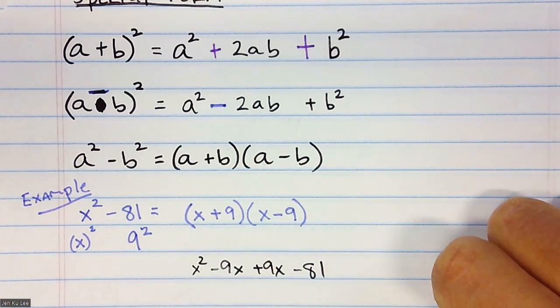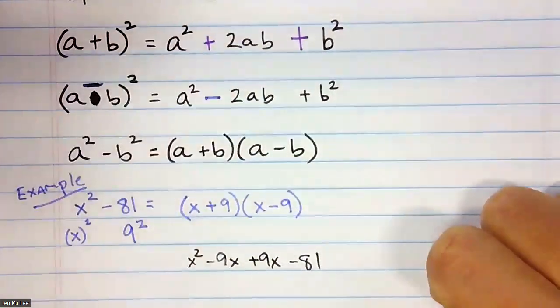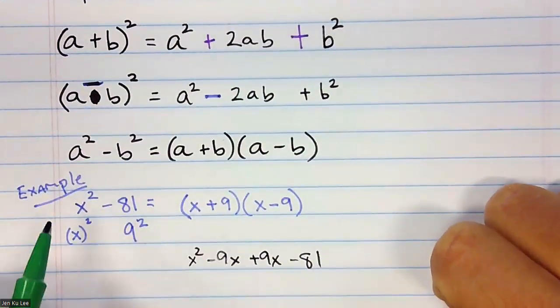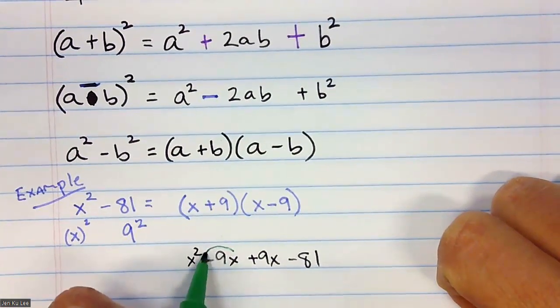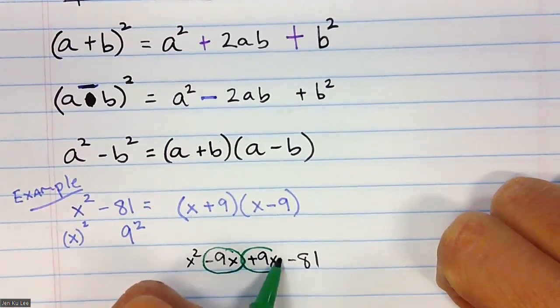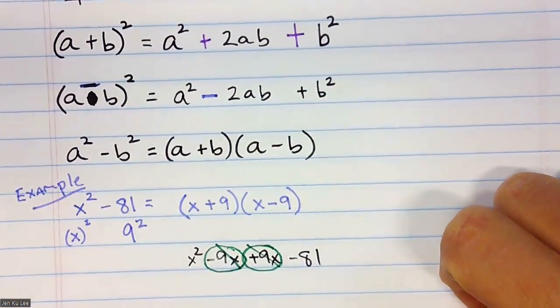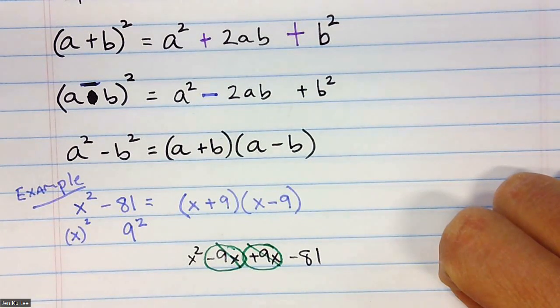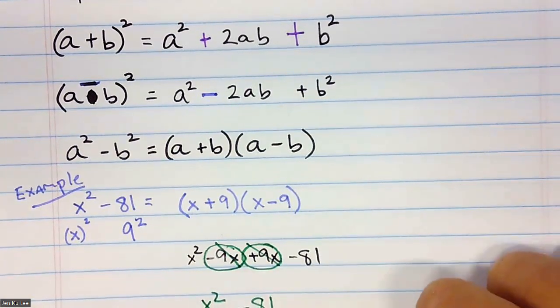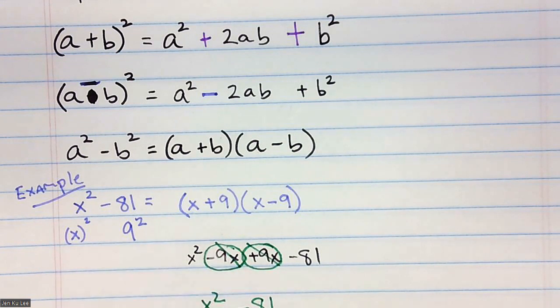9 times negative 9. And the reason why we only have two terms on this special form is that the middle term here will always cancel out, leaving you with x squared minus 81. That's why that special form exists, because the middle term is always canceled out. Cool? All right.